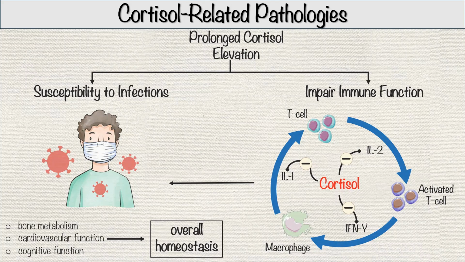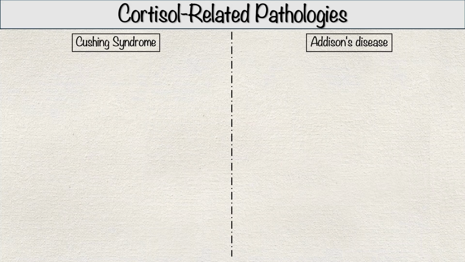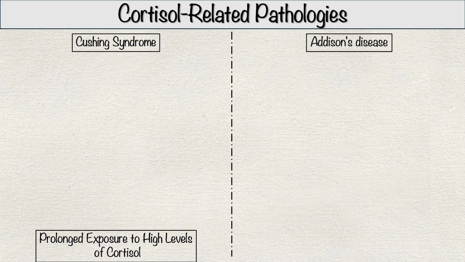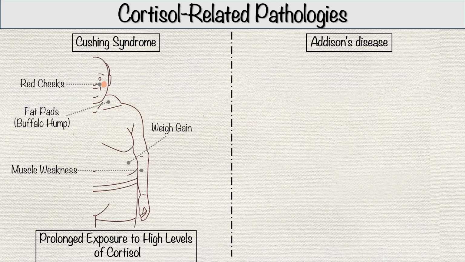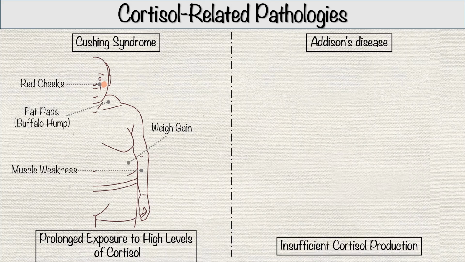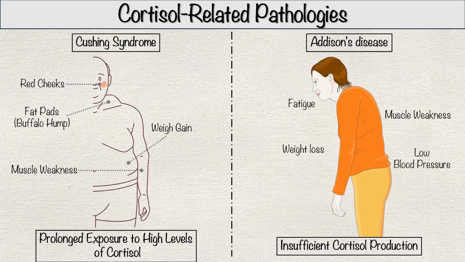Both excessively high and low levels of cortisol can lead to health problems. Cushing's syndrome results from prolonged exposure to high levels of cortisol. Symptoms can include weight gain, particularly in the face and upper back, muscle weakness, and skin changes. Conversely, Addison's disease is characterized by insufficient cortisol production. This can lead to fatigue, muscle weakness, weight loss, and low blood pressure. Diagnosing these conditions often involves blood tests to measure cortisol levels and assess the function of the adrenal and pituitary glands.